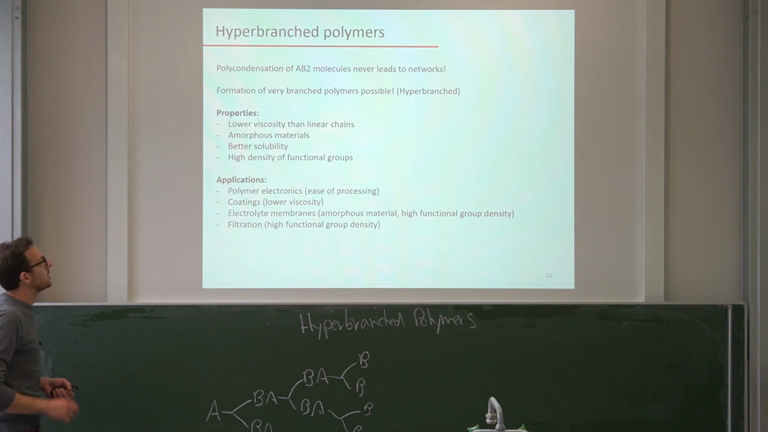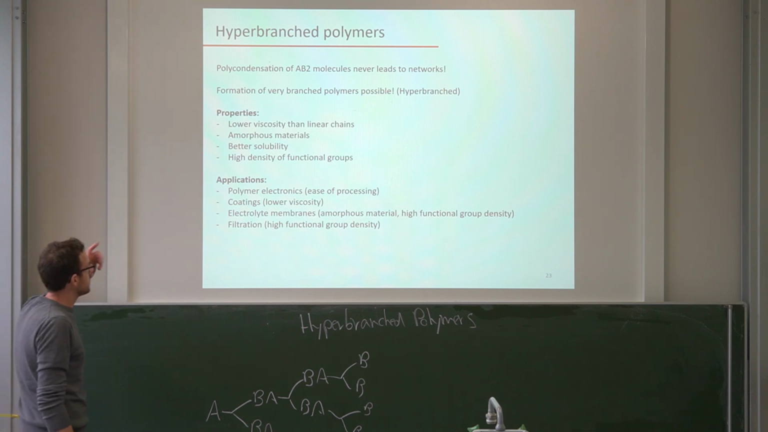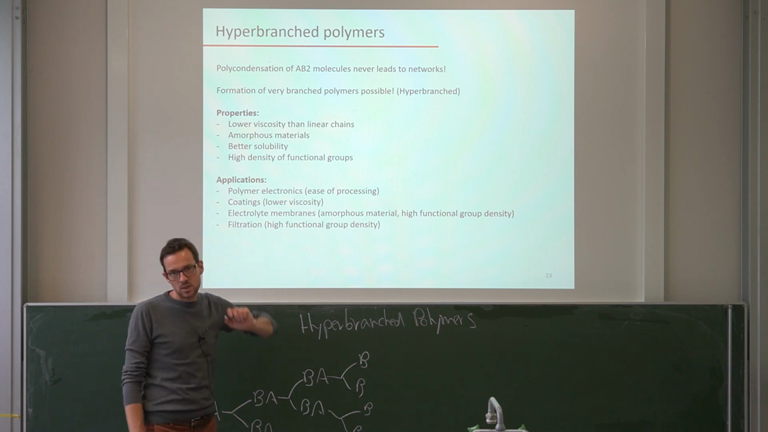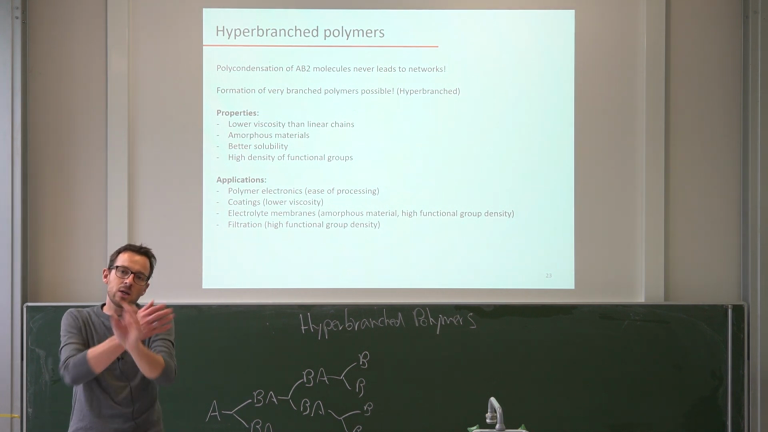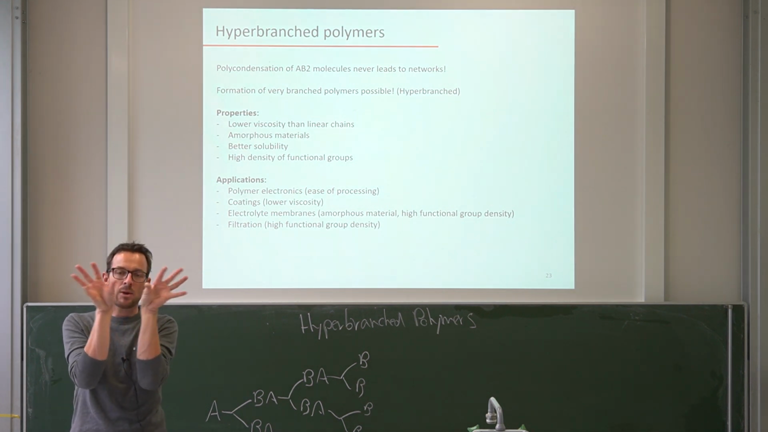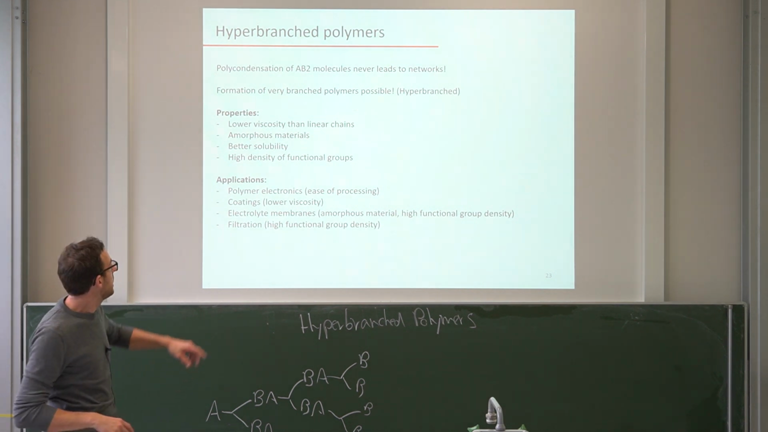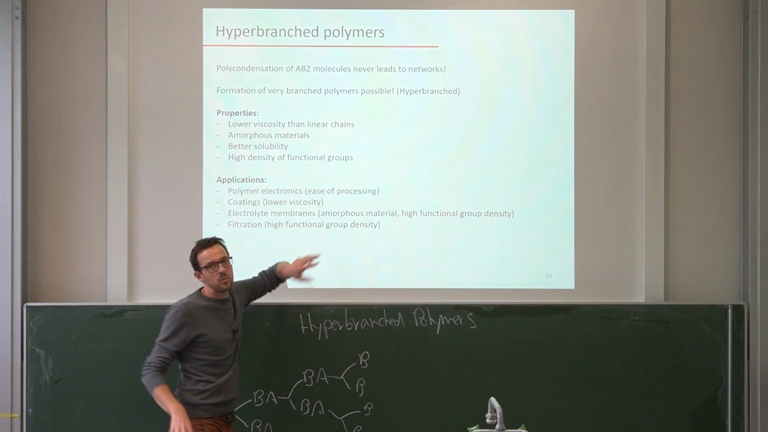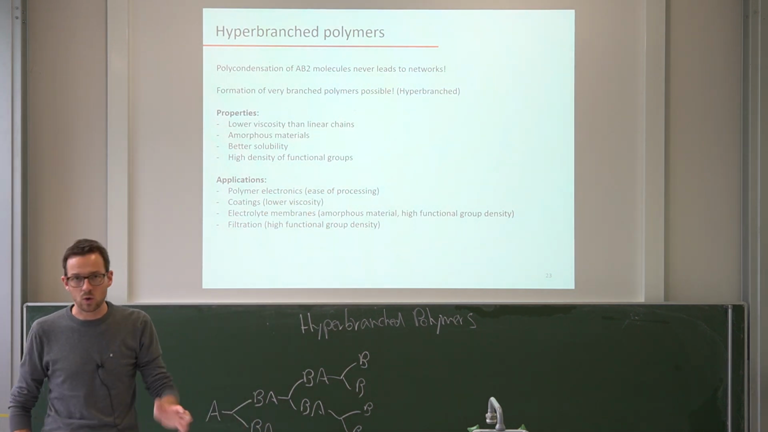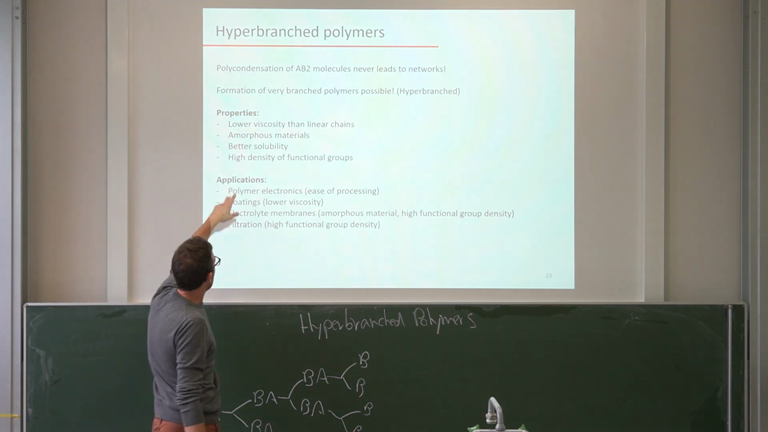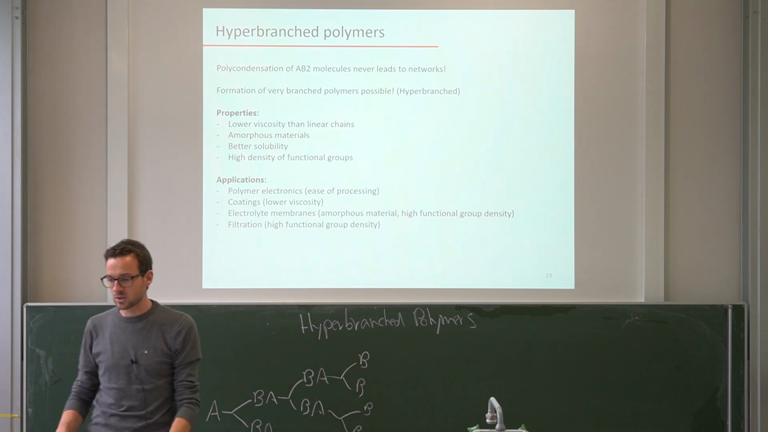And why are hyperbranched polymers interesting? First of all, they have special properties. Their viscosity is lower compared to linear chains. And why that is fairly clear. Linear chains can very easily entangle. These are much more heavy things that are not so easy to get stuck in each other. They're very amorphous materials, simply because they have so many branching points, which can be good for transparency or to tailor material properties. They have a very good solubility because they cannot pack so easily because of their branched nature.